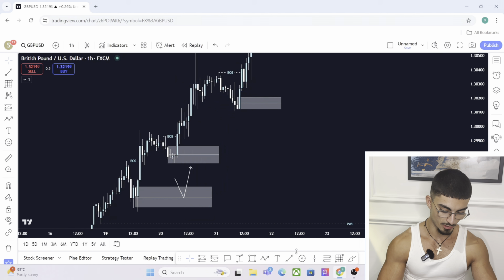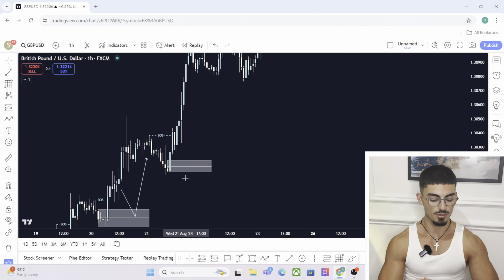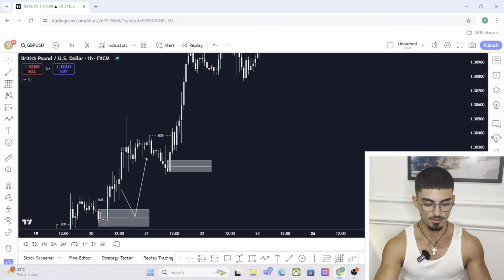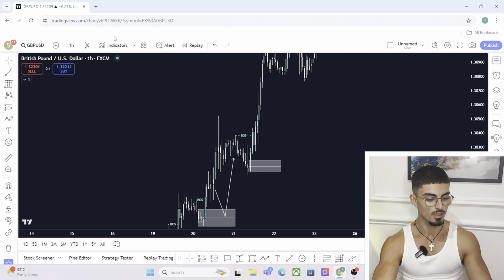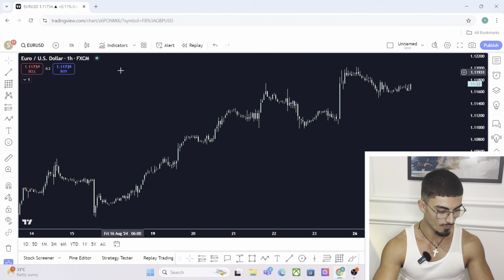Same thing goes for this one, the next demand zone. You would wait for price to come into it, and then you take a buy. Same thing for this one, and I can go on forever and ever, but that is an example of a demand zone. Now I'm going to go over to EU, and I'm going to show you an example of a supply zone.